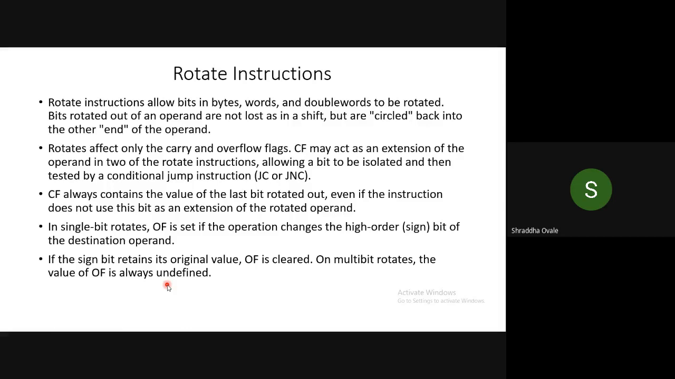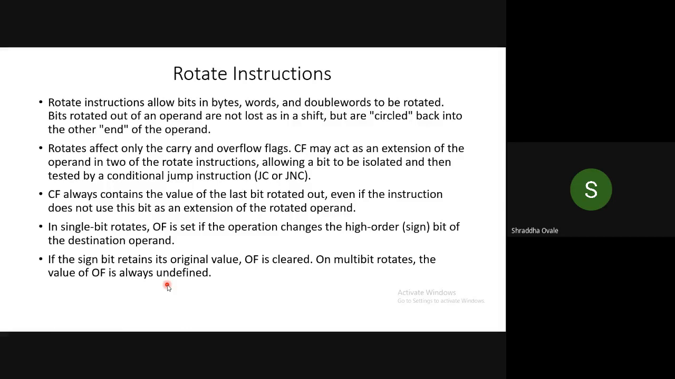But what exactly is happening when they rotate? See, rotate instruction will allow the bits in bytes, words and double words to be rotated. Bits rotated out of an operand are not lost as in a shift. As I told you, the main difference is that in rotate instruction your bits are not lost, whereas in shift instruction the bits are lost. But they are circled. Rotation takes place in a circular pattern, that is, they are circled back into the other end of the operand, just rotating.